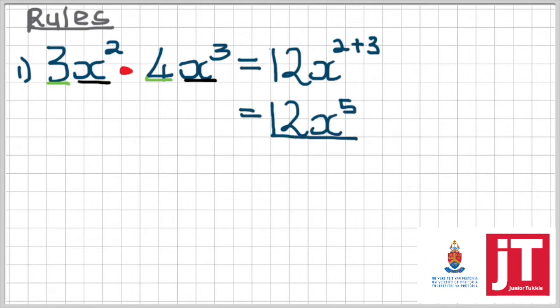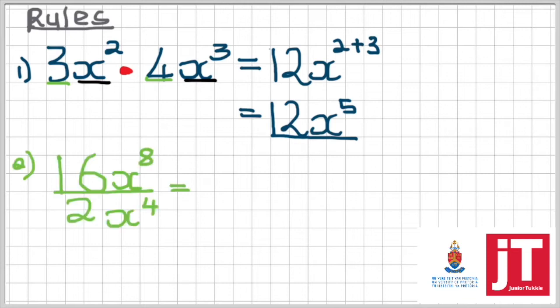We move on to the second rule, which involves division, the exact opposite operation of what we've just done. So if you're given the expression 16x to the power 8 divided by 2x to the power 4, we start by saying 16 divided by 2. That gives us 8x to the power 8 minus 4. So we subtract when the bases are the same and we are dividing, we subtract our exponents. Simplifying that, we get our final answer as 8x to the power 4.